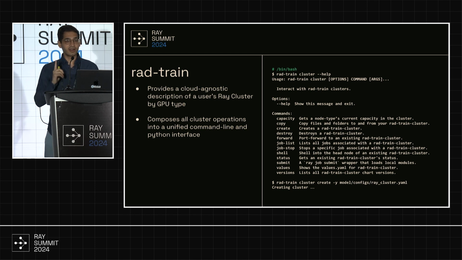Additionally, RadTrain composes all cluster operations into a unified command line and Python interface. So here's a bit of an example of what you can do with RadTrain. There are all kinds of things. Of course, you can create a cluster, you can destroy clusters, you can forward to your cluster, you can create jobs, stop jobs, copy data to and from your cluster, start up Jupyter notebooks as you need. This is the interface that our researchers use to interact with the cluster. And here's an example at the bottom, radtrain cluster create, and all we pass in as an argument for most of these is just that YAML file that I talked about in the previous slide, -y, model configs, raycluster.yaml, and they can create the cluster.